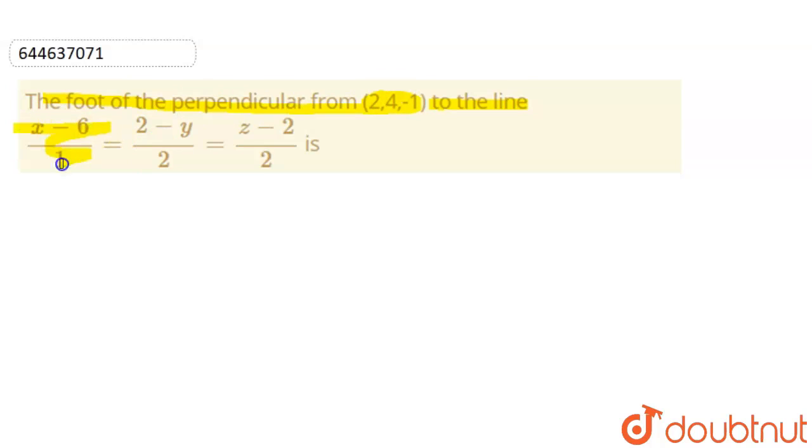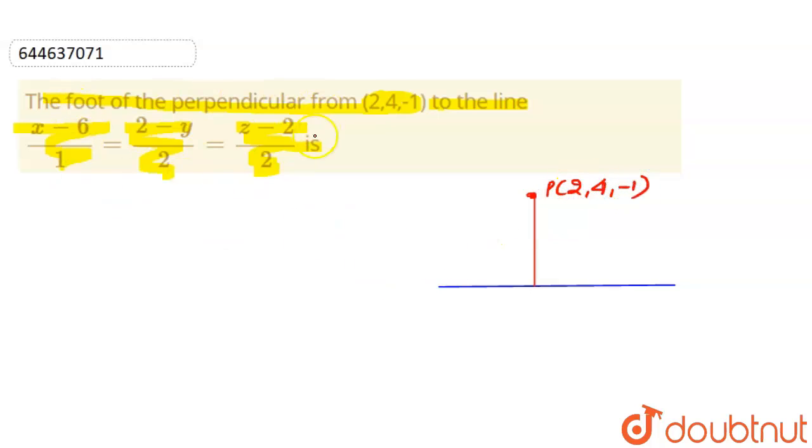Today our question is: the foot of the perpendicular from (2, 4, -1) to the line (x - 6)/1 = (2 - y)/2 = (z - 2)/2 is. So we have been given a point and a line. Let's say this is your line, and we have to find the foot of the perpendicular drawn from this point to this line. Let's say the point is here. So this is your P (2, 4, -1) and the line equation is given to you.